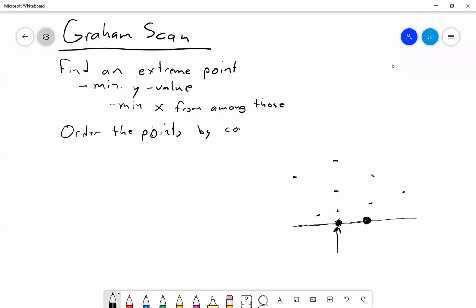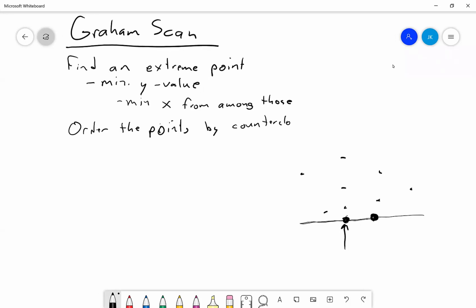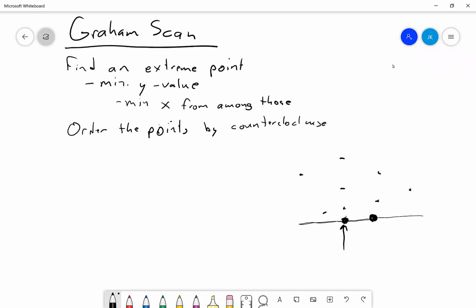Okay. Then the next thing we are going to do is we are going to order them by counterclockwise angle. Okay, in other words, if I take a vector, say that this was my point right here, if I form a vector to each of these other points, I want those vectors to be organized in counterclockwise order from one to another.